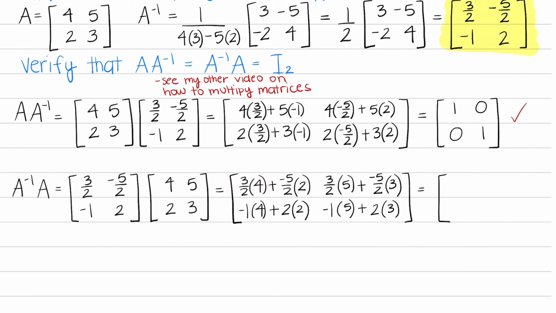So 3 over 2 times 4 is 6, plus negative 5 over 2 times 2 is negative 5, so 6 minus 5 is 1. 3 over 2 times 5 plus negative 5 over 2 times 3 equals 0, and negative 1 times 4 plus 2 times 2 equals 0, and negative 5 plus 6 is just 1. So now we've confirmed that we got the identity matrix.